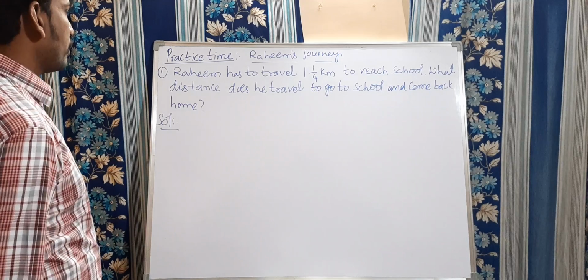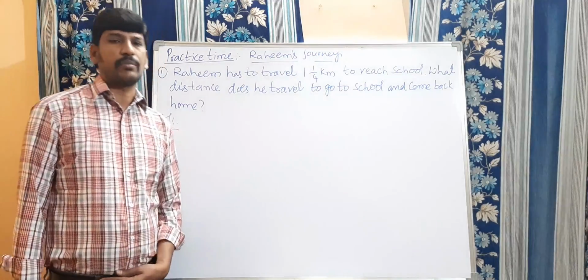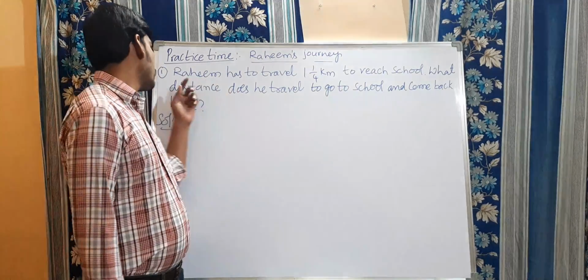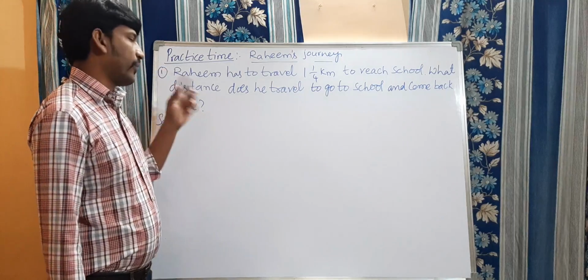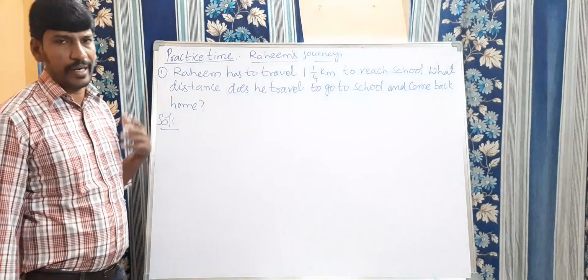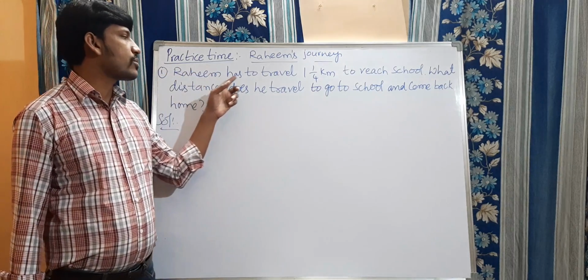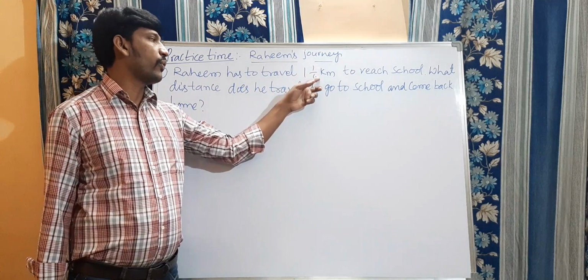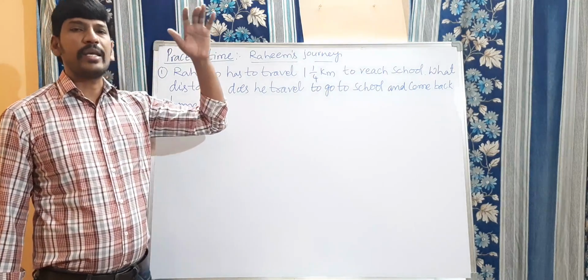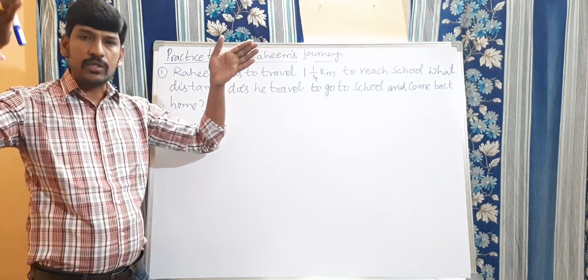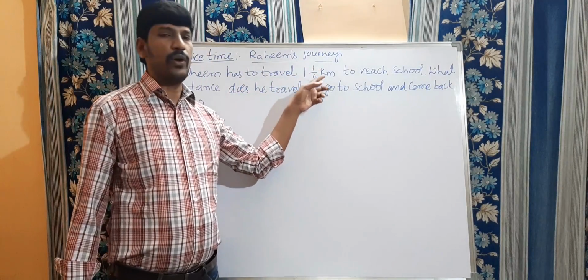Right, children. See this here, practice time, on page number 70. We are going to discuss some questions. Now, see the first question, Rahim's journey. One of your friends in your class, Rahim. The question is, Rahim has to travel 1 1/4 kilometer to reach school. From his house to school, the distance is equal to 1 1/4 kilometer.